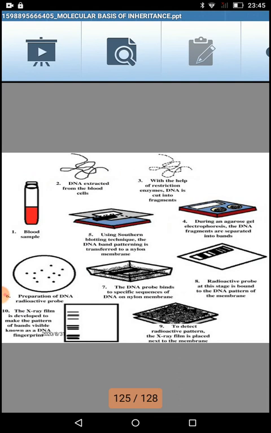Now the first diagram says the blood sample, okay, from a human being, some blood is collected. Then we all know blood is made up of cells, so DNA is extracted from the blood cells. How is it done? With the help of digestive enzymes, the cell membrane of the cells is digested out and the DNA is separated out from there, and then by using restriction enzymes. Now what are restriction enzymes? That we will be discussing in our biotechnology chapter.